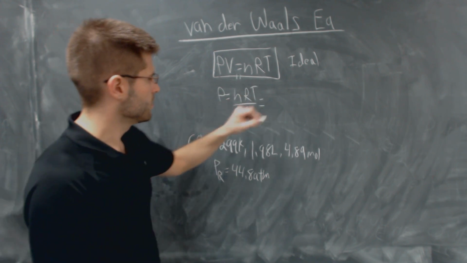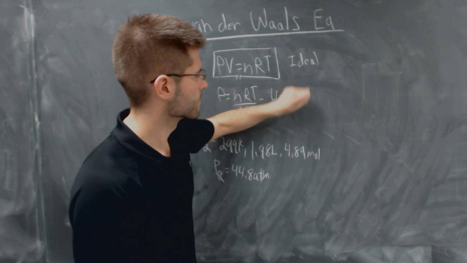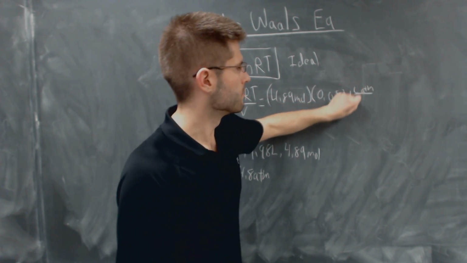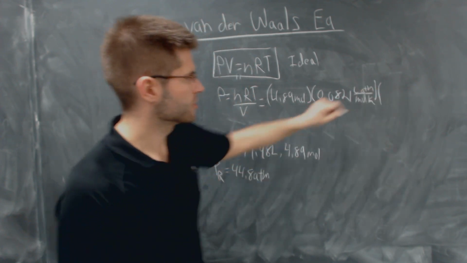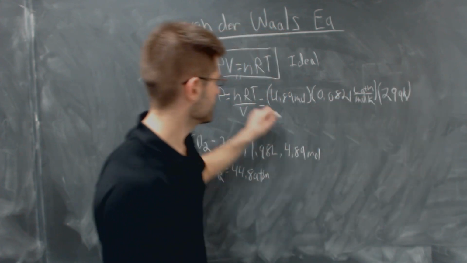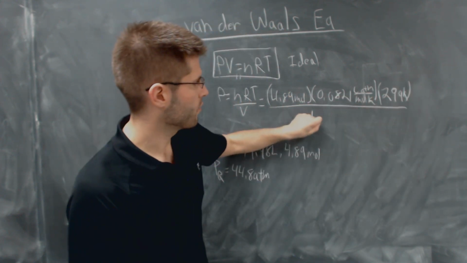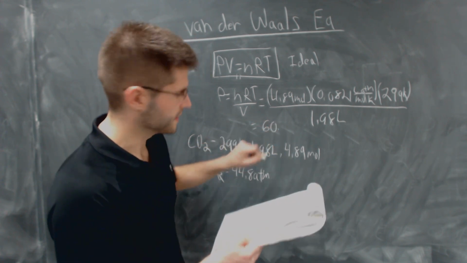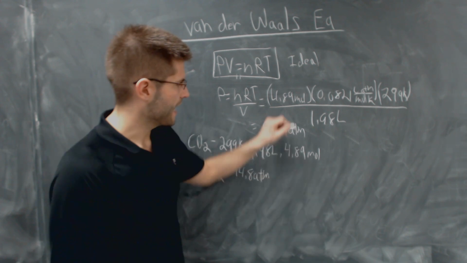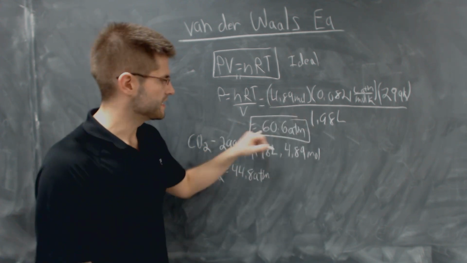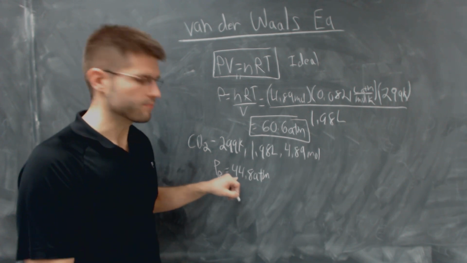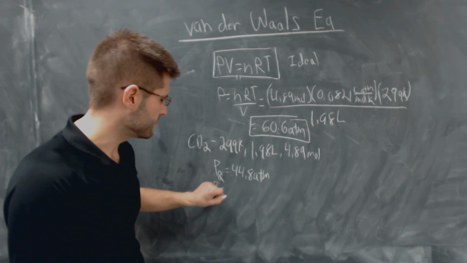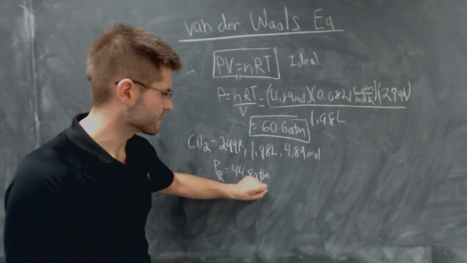We plug in all of our values. We have n is 4.89 moles. We have R, which is 0.0821 liters atmospheres per mole Kelvin. And we have the temperature of 299 Kelvin. We're going to divide all of that by the volume, which is 1.98 liters. And if we plug this into a calculator, we end up getting a pressure of 60.6 atmospheres. The ideal gas law predicts that our pressure is going to be 60.6 atmospheres. We know in reality, we performed this experiment in lab, that our pressure is 44.8 atmospheres. Big difference. So pressure ideal is going to be 60.6 atmospheres.